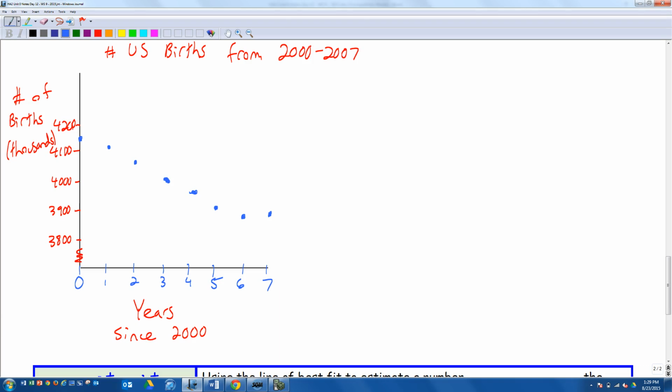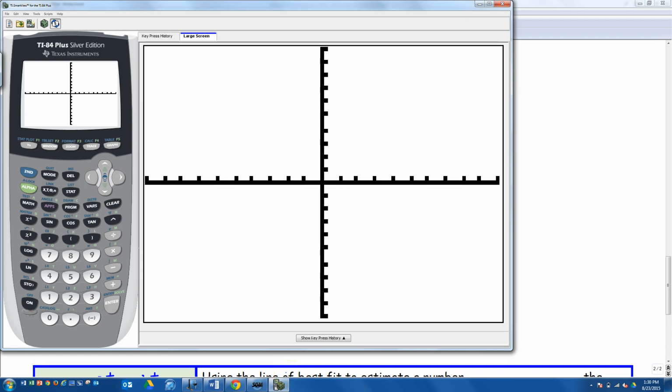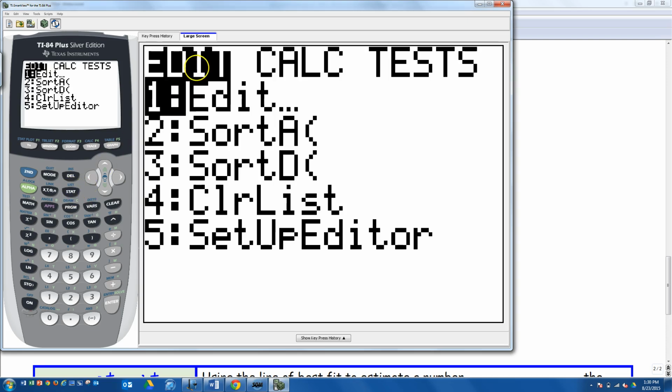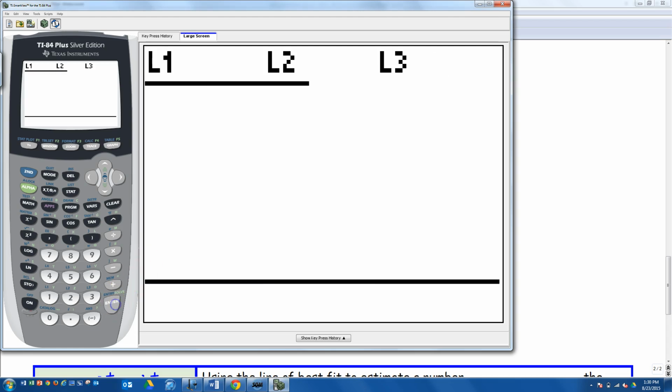This is how you do it in the calculator. You need to enter the data first. So when you get your calculator out, we don't need to be on this screen. You want to go to stat, which is right below the delete key, 2 over from alpha. Stat. It's already on edit. The first button you hit, edit, you hit enter.